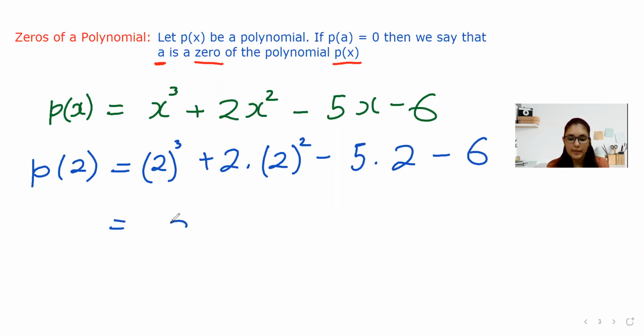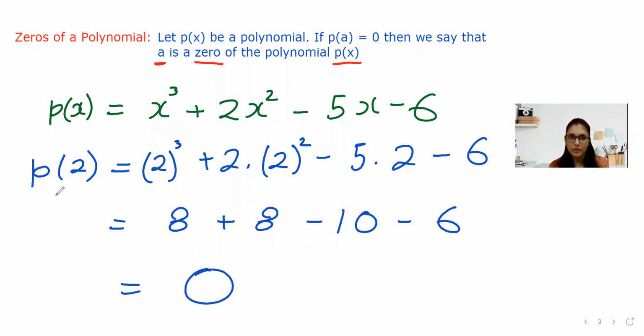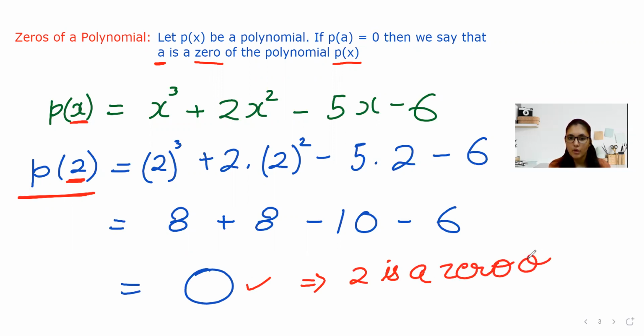Okay, so here you will get 8 plus 8 minus 10 and minus 6. So see, when you simplify, you will get 0. So when you have replaced this x by 2, the value of polynomial P(2) is 0. So this implies that 2 is a zero of polynomial P(x).